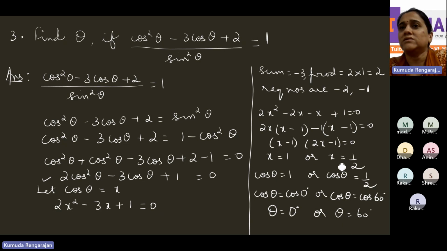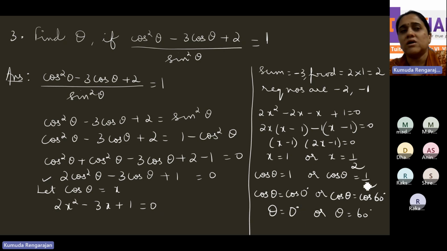So when is it 1? Cos 0 degrees is 1. In the next step, you replace 1 with cos 0 degrees. Now comparing both the sides, theta is equal to 0 degrees.